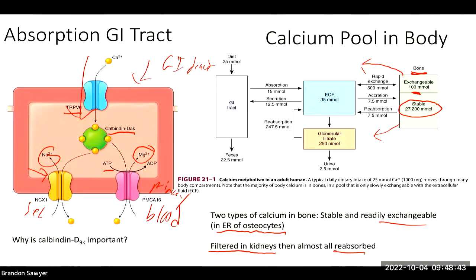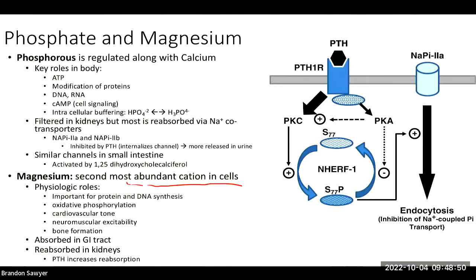Good. Other questions on that? Okay. All right, so then let's talk a little bit about phosphate and magnesium first, and we'll spend some more time with calcium later. Phosphorus is regulated along with calcium for the most part, because when we look at bone, the primary salt that makes up the hard part of bone is calcium phosphate. Obviously there are some key roles in the body: ATP, modification of proteins, DNA, RNA, all nucleic acids have a lot of phosphate in them.